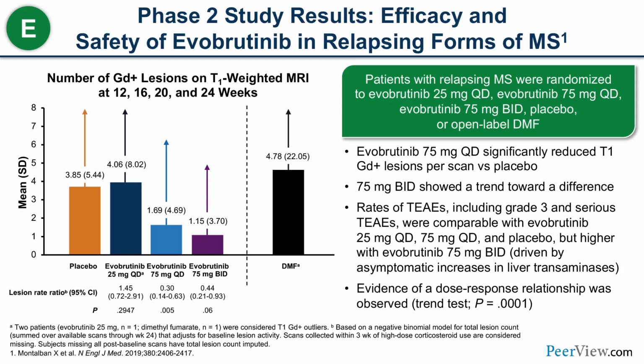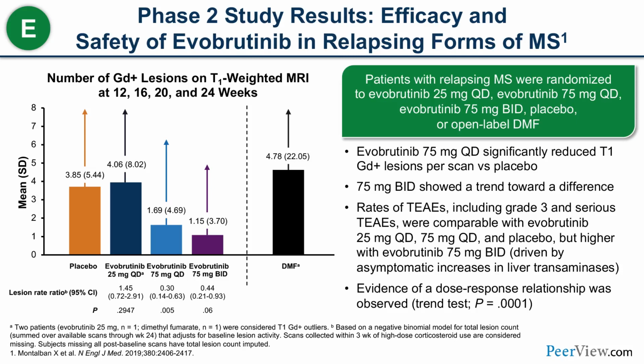Evobrutinib at 75 milligrams twice a day, which is actually the dose that is currently being used in phase 3 clinical trials, showed a trend towards a reduction, and then the lower dose did not show a significant difference. And as you can see, dimethyl fumarate, which was the active control arm, did not show a difference versus placebo, but this was likely driven by a single individual that had a startling number of gadolinium-enhancing lesions.